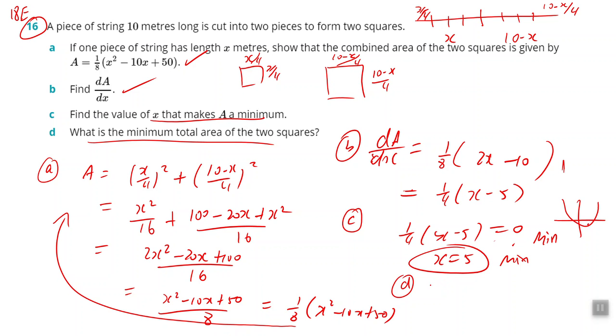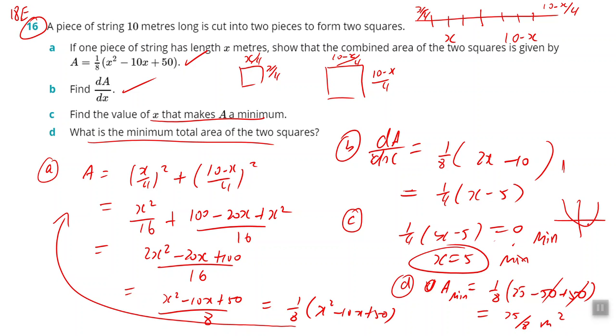So the minimum area would be given by when we sub in 5 into the equation. So 1/8 times 25 minus 50 plus 50. So cancel, it'll be 25 on 8 meters squared is the minimum.